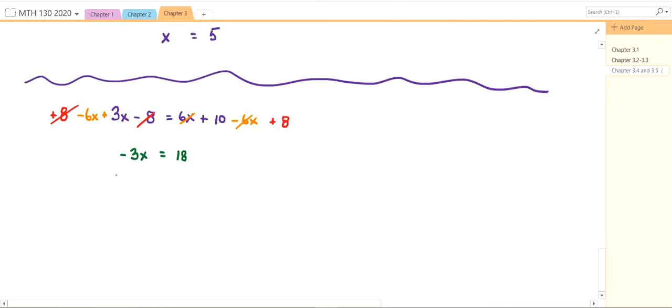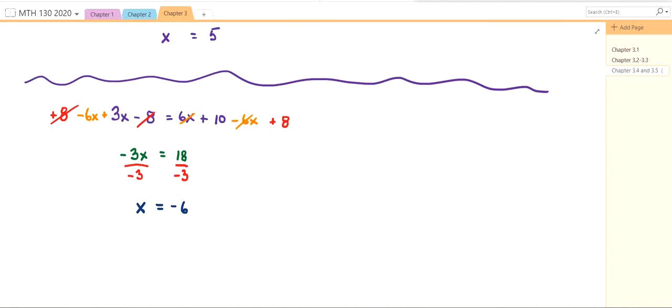Okay, so next thing here, we've got to get rid of this minus 3x. We can do it in one shot here. We could just divide it by minus 3. Minus 3 over minus 3 is 1. It means we have to do the same thing over here. So minus 3 over minus 3 leaves us with just x. And 18 divided by 3 is 6, but this is negative. A positive divided by a negative equals a negative. So 18 divided by 3 is minus 6. So x equals minus 6.